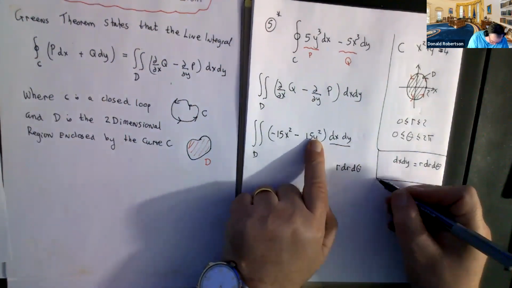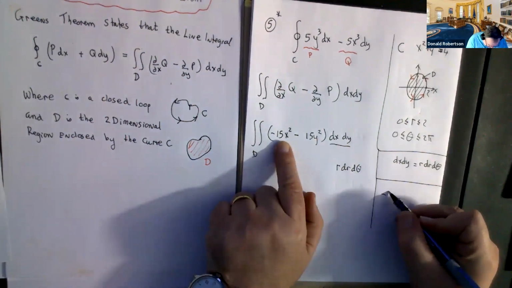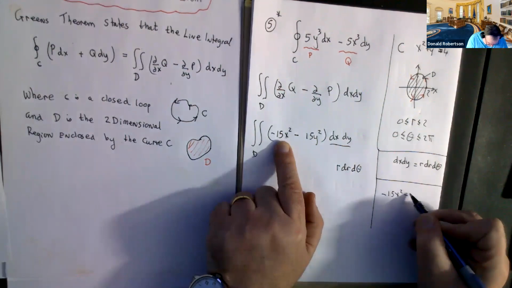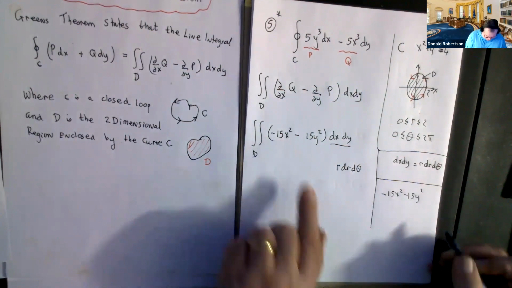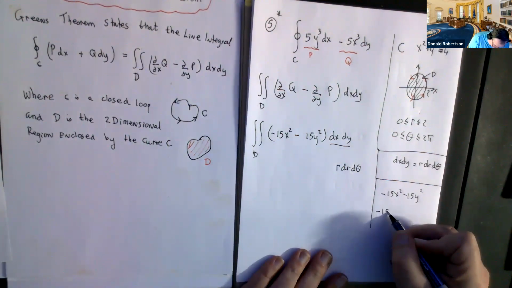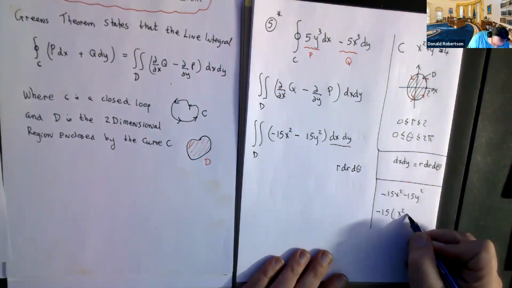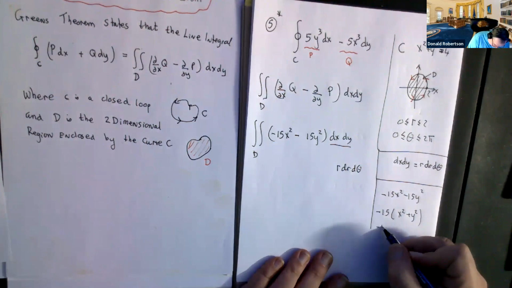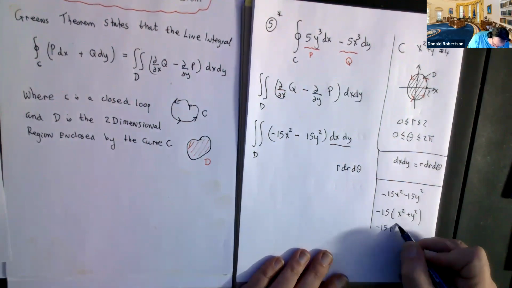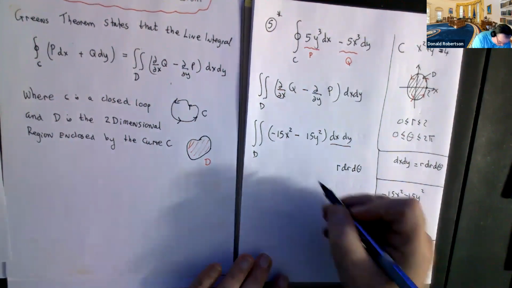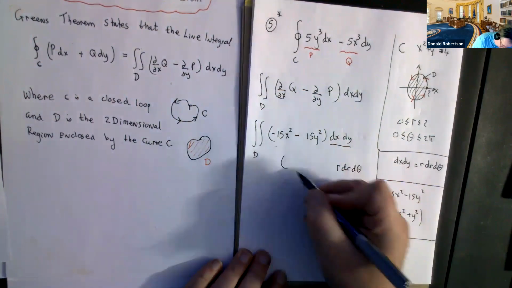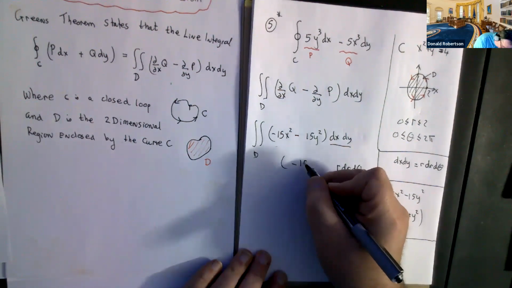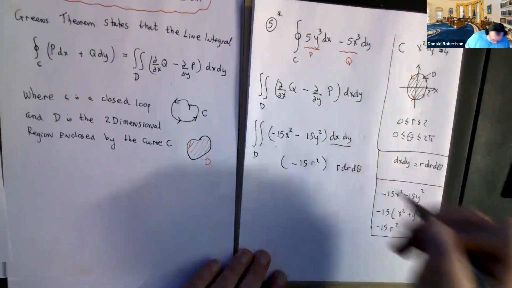This guy here, I think I'll do the working in boxes. This expression, if I pull out negative 15 as a common factor, I get that guy. And hopefully you can recognize that that guy is r squared. So this piece here, I'll put little brackets around it for emphasis, is that guy.